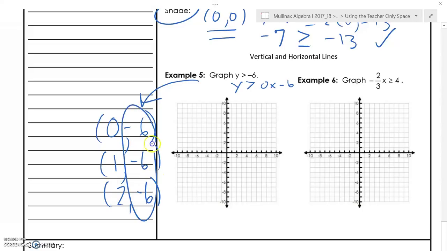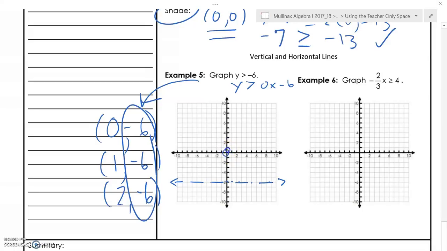As long as the y value is negative 6, they would fall on the boundary line y equals negative 6. When you plot all of those ordered pairs, you get a horizontal line with a slope of 0. When we look at the symbol, it's greater than only, so we use a dashed line to represent that the points on the line are not solutions. The points on the line have a y value equal to negative 6. We only want points that have a y value greater than negative 6.